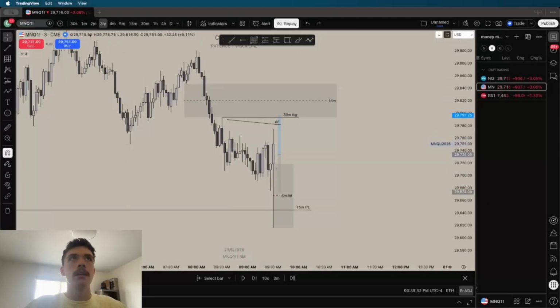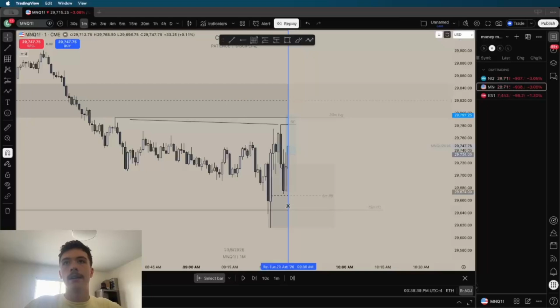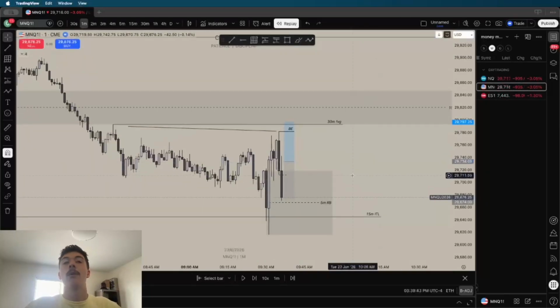But if we do play price out, we can see that we never end up hitting the 15-minute gap. So I'm like, okay, my draw on liquidity is still intact. I want to see that gap get hit, whether price goes up or down.